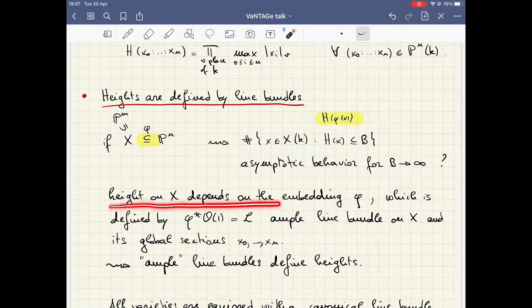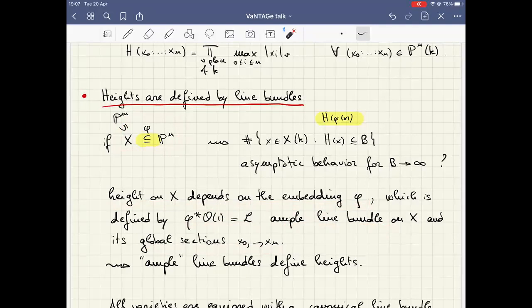Because heights depend on the chosen embedding, then we know from algebraic geometry that embeddings are defined by global sections of certain ample line bundles. And once we're given the embedding, this line bundle is just a pullback of the very ample line bundle of the projective space. So if we want to define a height, we need this kind of embedding. And if we want to define an embedding, we need an ample line bundle with some sections.